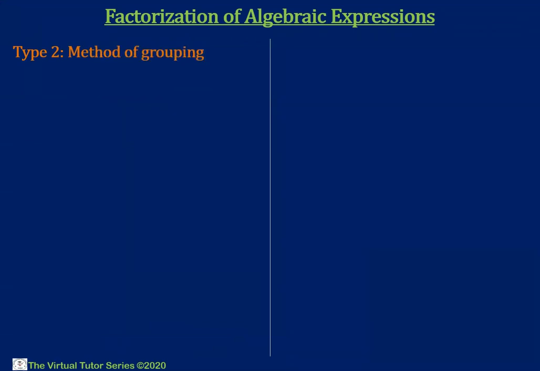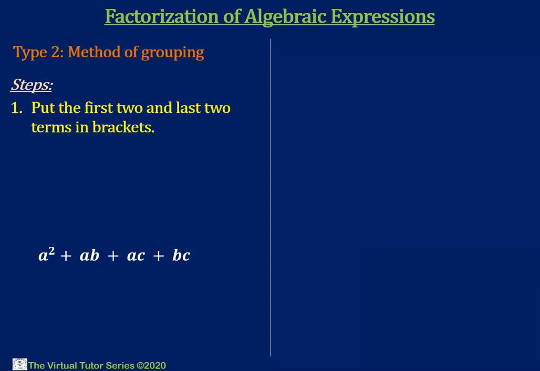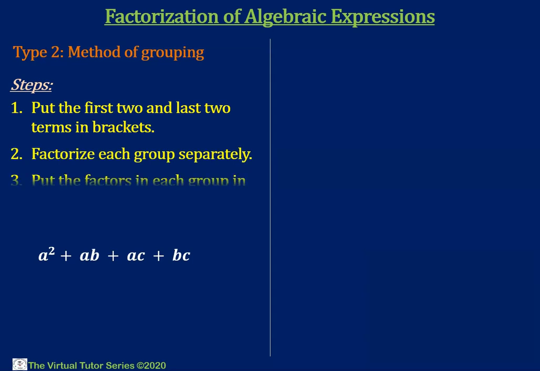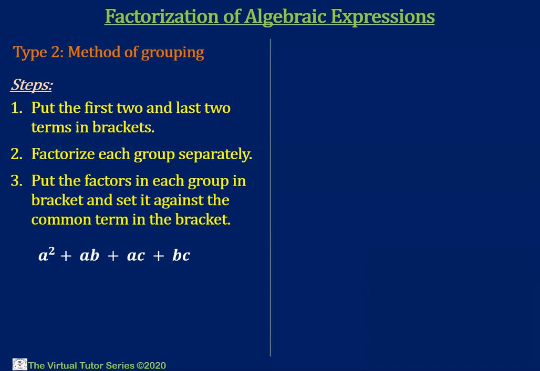Sometimes we are given an expression with 4 terms, like a square plus ab plus ac plus bc. We factorize such expressions by putting the first 2 and last 2 terms in brackets. Factorize each group separately and then put the factors in each group in bracket and set it against the common term in the bracket. Don't worry if things are not clear yet. With some few illustrations, you should be good to go.